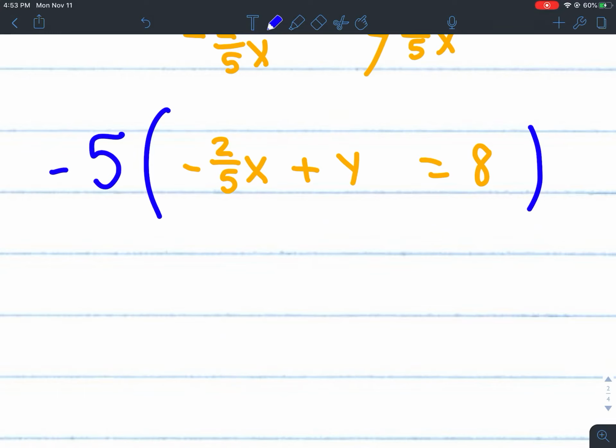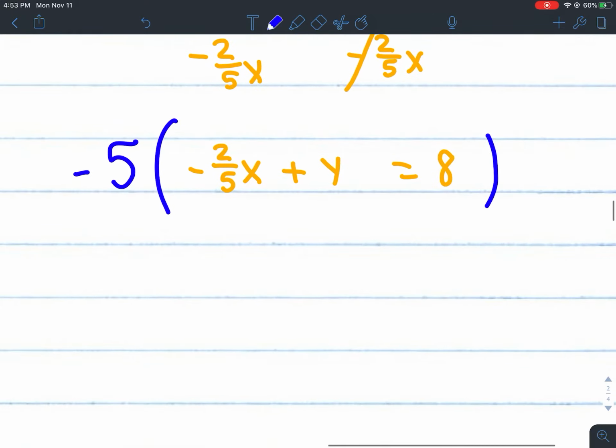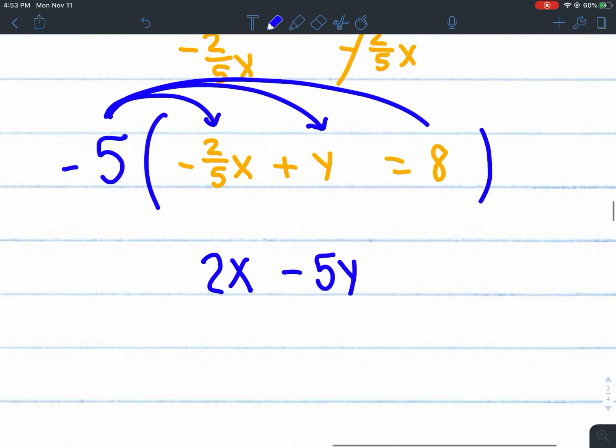It is also correct if you want to multiply by negative 1 and then positive 5. It's the same thing. So I'm doing 2 steps in one by just multiplying by negative and the positive, or negative and the denominator at the same time. Negative 5 times negative 2/5 is positive 2, and you have an x. Negative 5 times y is negative 5y. Negative 5 times 8 is going to be negative 40.